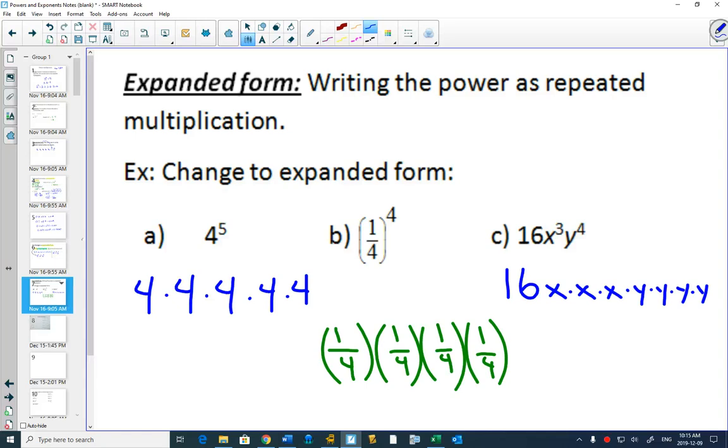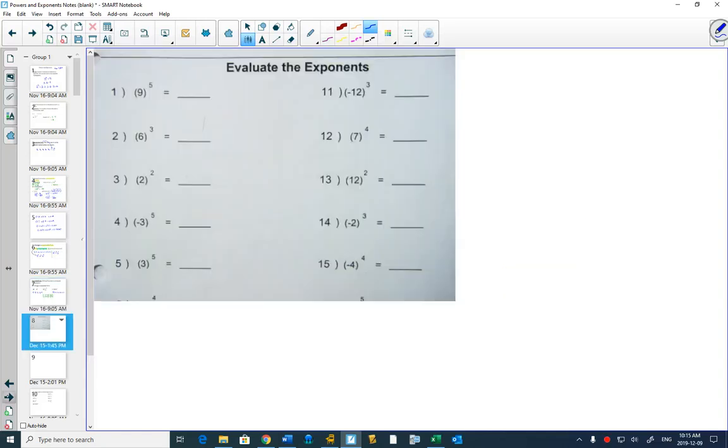Okay. So I am going to give you this page right now. We are going to add, before we evaluate, when I hand it out to you, I'm also going to get you to write at the top, write in expanded form, and then you're going to evaluate it. For evaluating some of these, you're going to need your calculator.